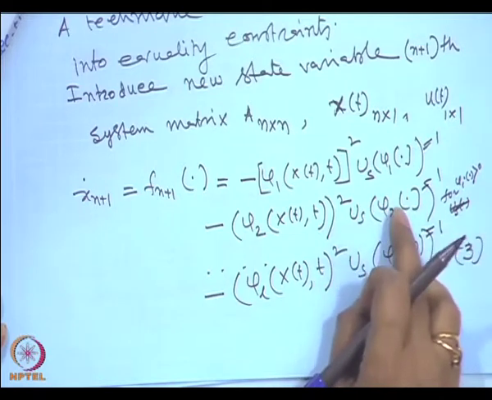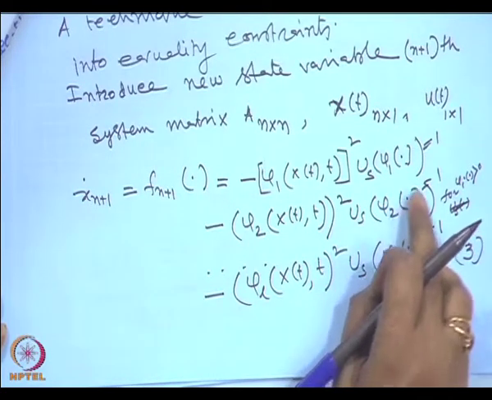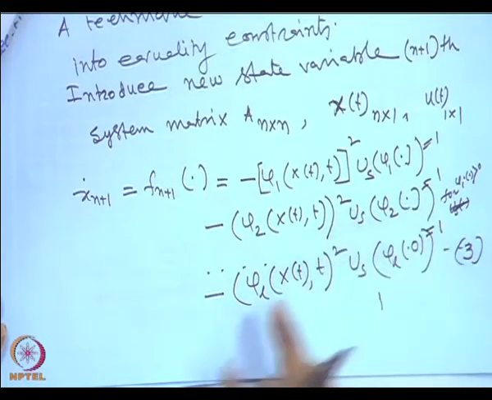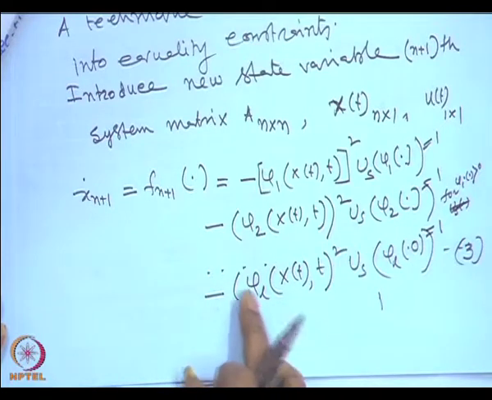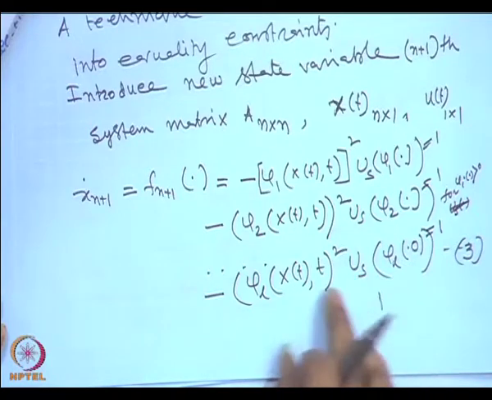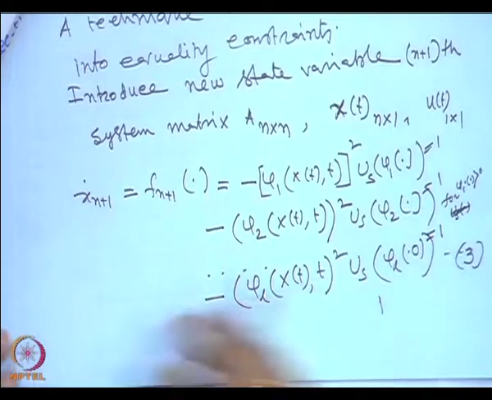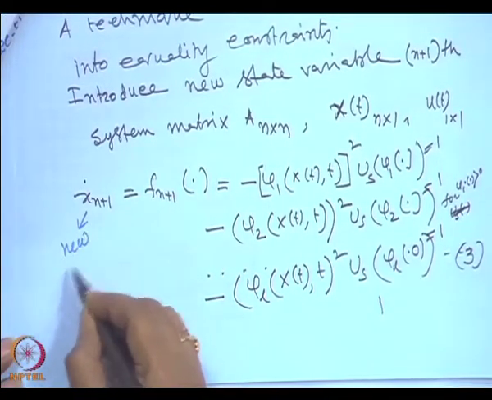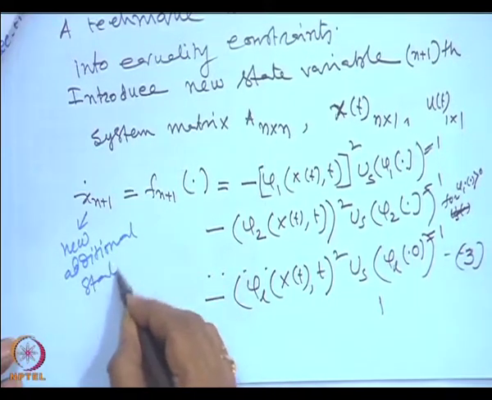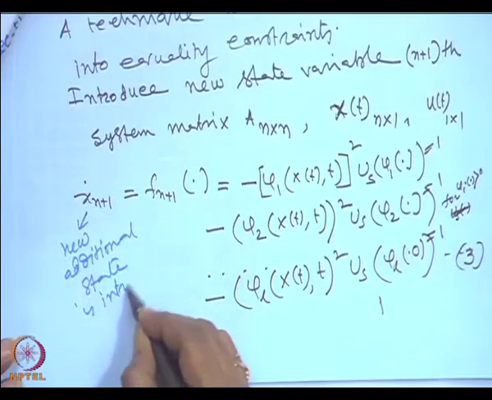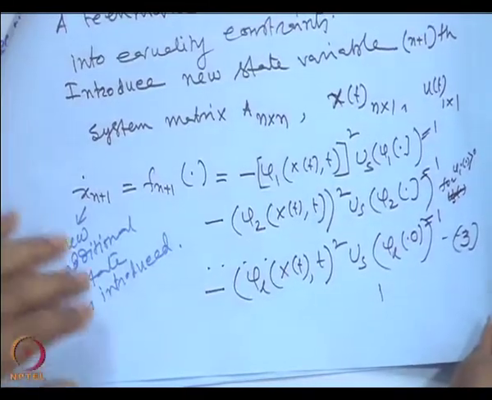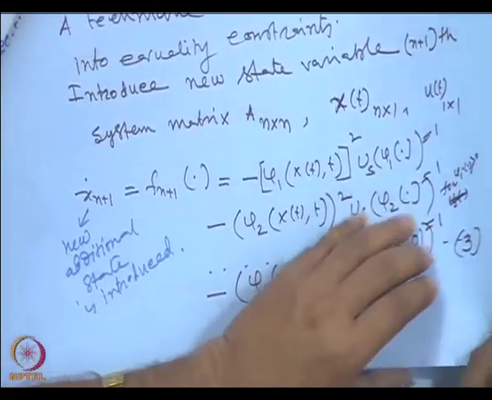When this psi of 2 value is greater than 0, this value is 1. When it is less than or equal to 0, the function value is 0. Similarly, the Lth constraint squared is multiplied by its strictly unit step function. So, this is the new additional state introduced, and we have made all the inequality constraints into an equality constraint.